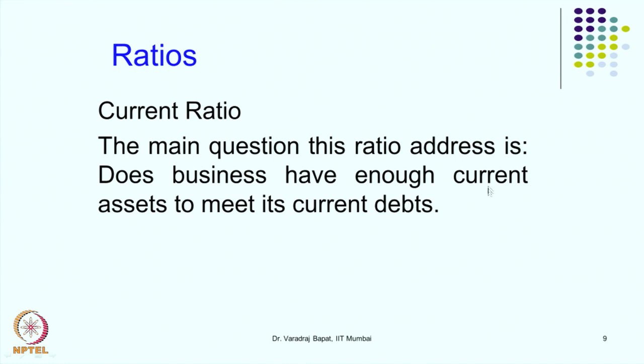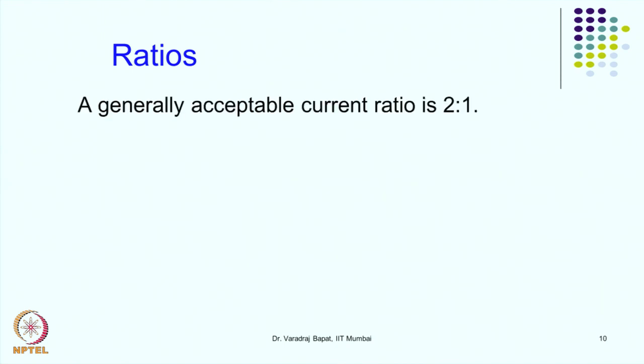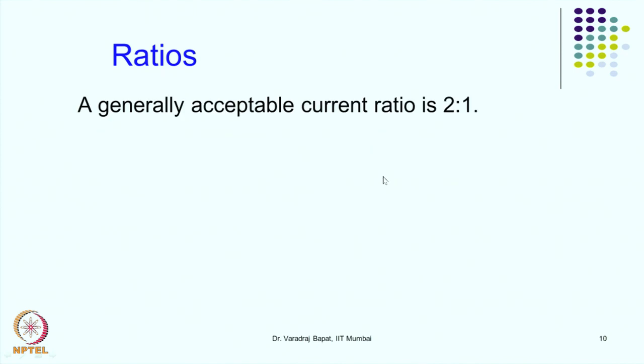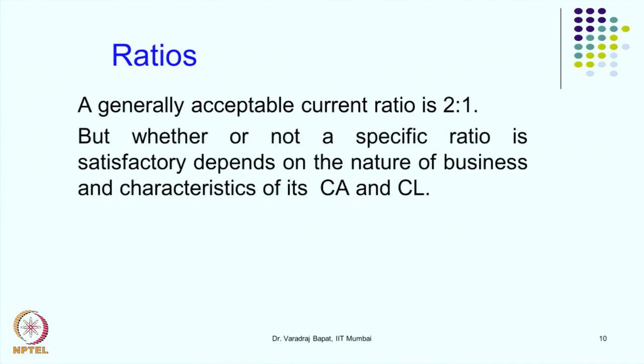This tries to answer the question whether the business has enough current assets to meet its current debts. So, what should be the ratio? How much ratio is required? It becomes obvious that your current assets should be at least equal to current liabilities, but normally based on conservatism, the acceptable ratio is considered as 2:1. But it may change significantly with the nature of business and also with the characteristics of CA and CL.